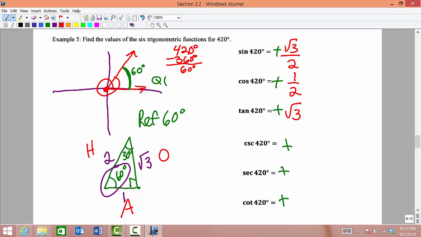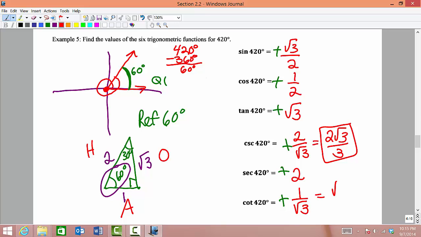And then we can use our reciprocal relationships. When I flip sine, we get 2 divided by the square root of 3, which when we rationalize, we get 2 square root of 3 divided by 3. Secant is the reciprocal of cosine, so we get 2. Cotangent, the reciprocal of tangent, so that would be square root of 3 flipped, so that would be 1 divided by the square root of 3, and when I rationalize, square root of 3 divided by 3.